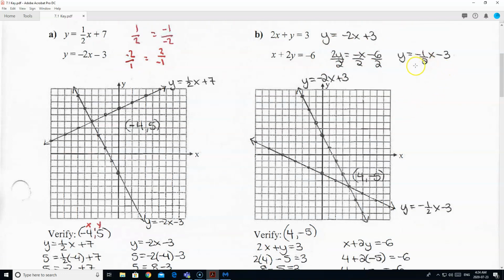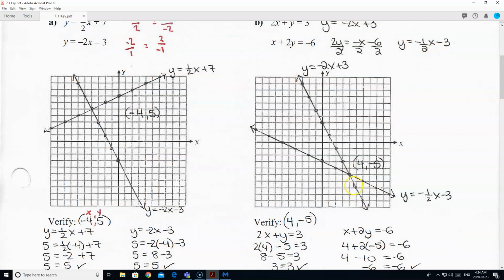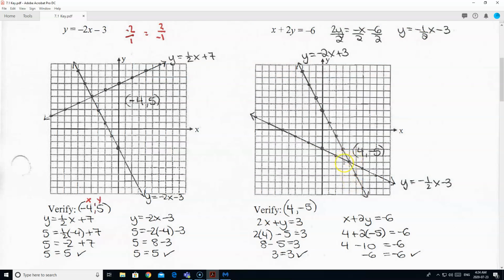Okay, so I'm sure you know how to graph this. Exactly the same way that we did on the left: start with the y-intercepts, and then you just use the slopes, right? And once you get a couple points, draw a straight line. And you can see that they intersect at this point graphically. So you'll label that point. Here they got 4, negative 5.